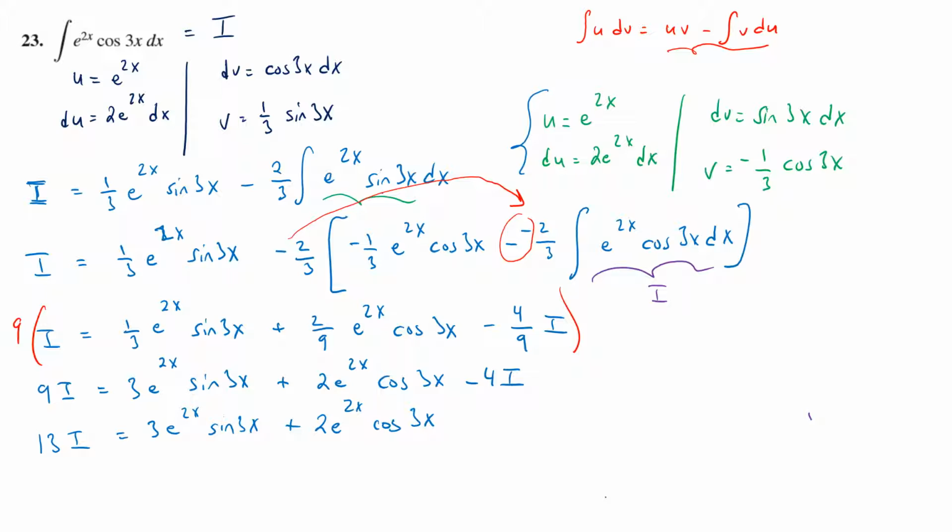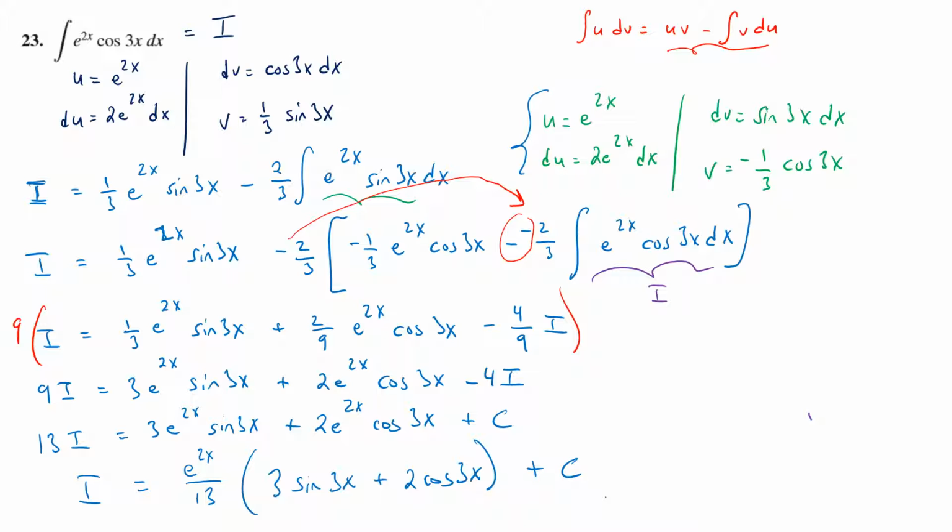The final answer should have a plus c on the end. We could wait to the very end to put that c. So I just got to divide by 13, and that's the answer. I'm going to divide by 13. And I'm going to go ahead and factor out an e to the 2x. So I guess I can write e to the 2x over 13, and I'll be left with 3 sine 3x plus 2 cosine 3x after factoring out that e to the 2x.